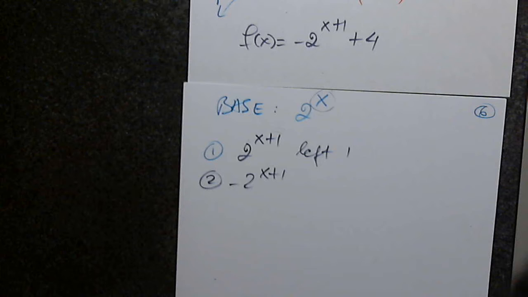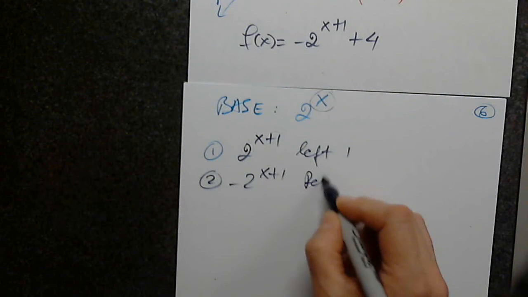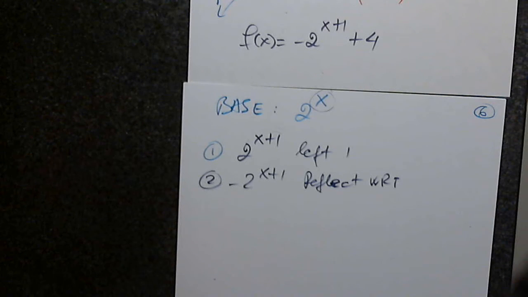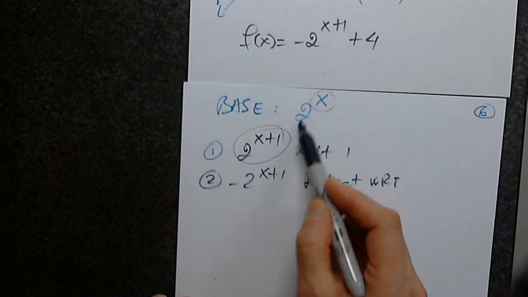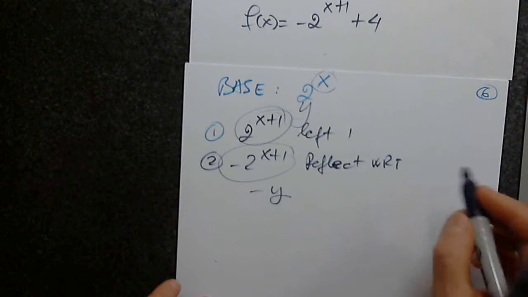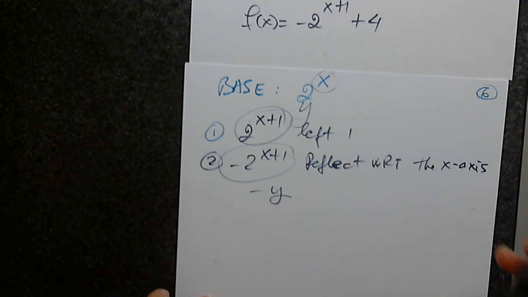What transformation is negative 2 to x plus 1 on 2 to the x plus 1? Reflection with respect to, it depends on what I'm changing. If I'm changing x, it will be with respect to the y-axis. But if I'm changing y, it will be with respect to the x-axis. So y-axis? No, because I'm not changing x into negative x. I'm changing y into negative y. So it's with respect to the x-axis. Very good. Is this clear?